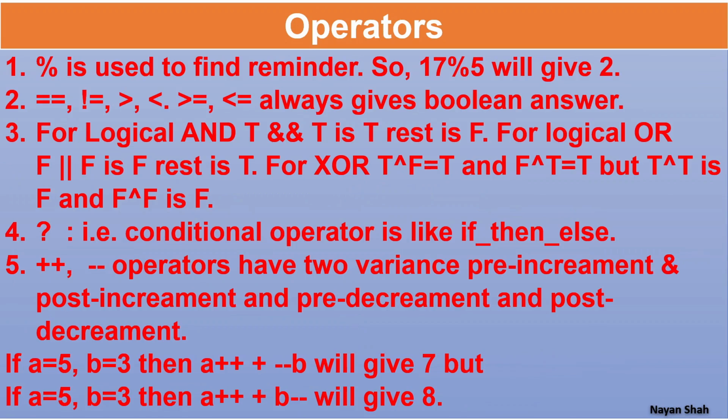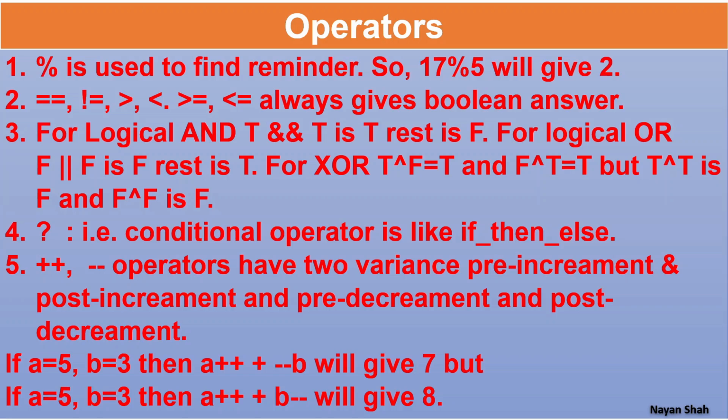Let us see in detail. Percentage is used to find the remainder, as I said. The rest you know: plus, minus, multiplication and division. So if you use percentage, it does division, but the answer it gives is the remainder. So if I say 17 percentage 5, I will get 2. I will not get 3. 5 3s are 15. That is division, but the remainder is 17 minus 15, 2.